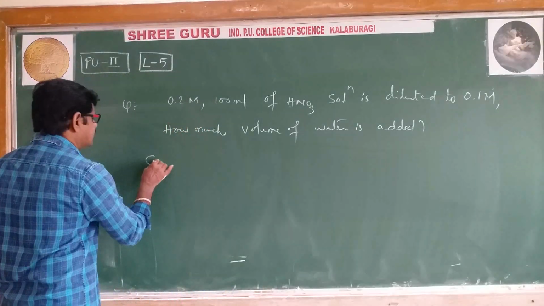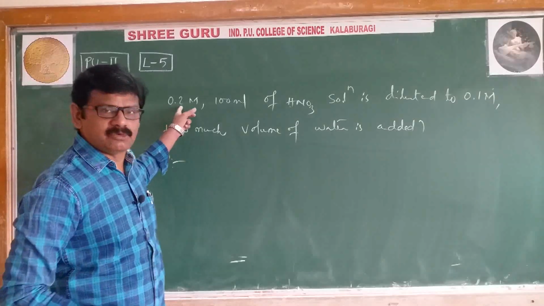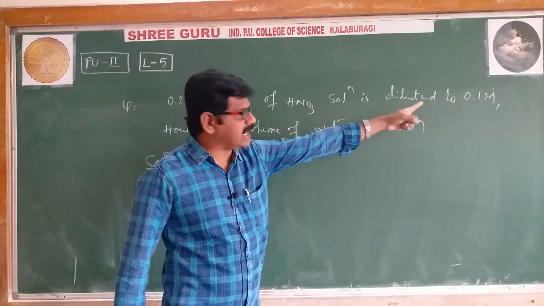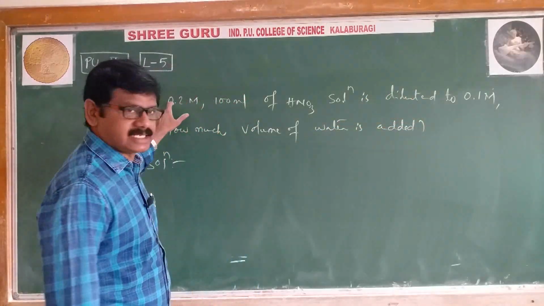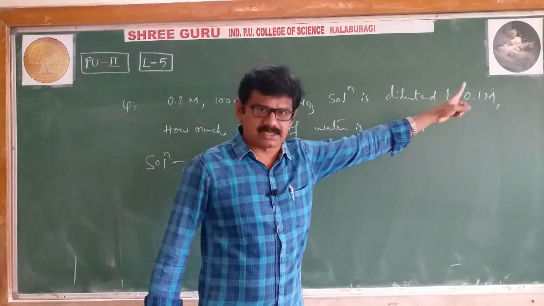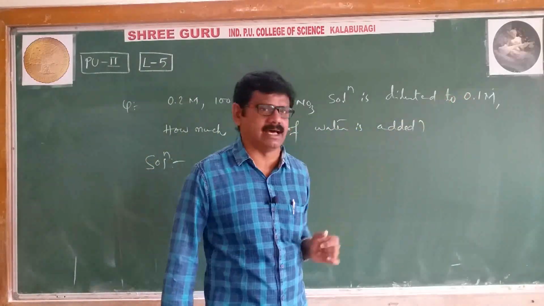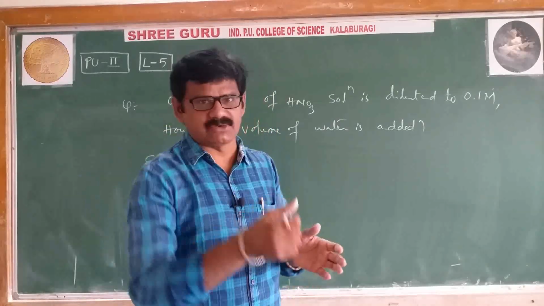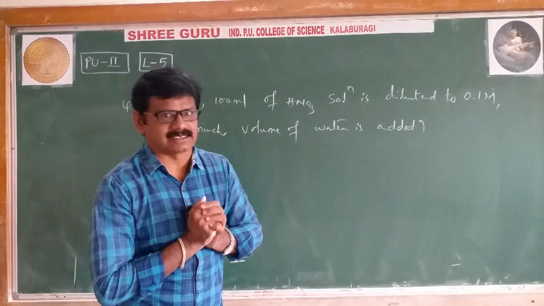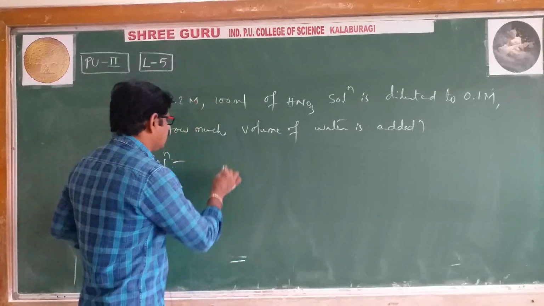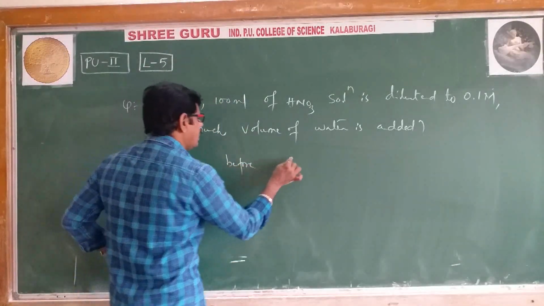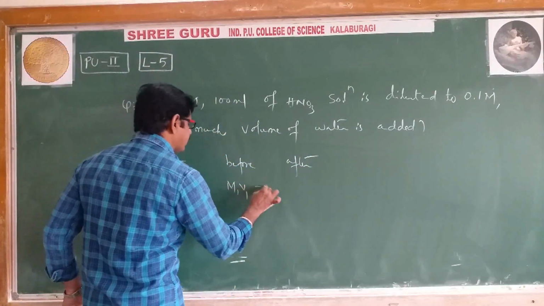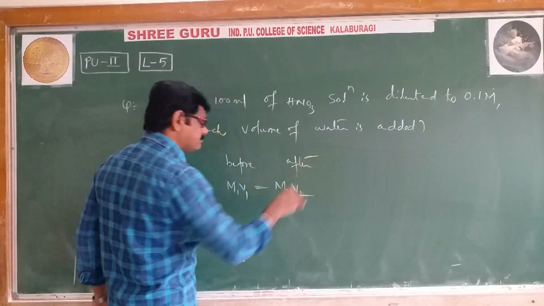Then we'll see its solution. 0.2 molar 100 ml of HNO3 is diluted to 0.1 molar. Before dilution the concentration was 0.2. After dilution the concentration has decreased to 0.1. In this conversion, we are asked how much water has been added. First, we do the same: before dilution we will write, and I will write here after dilution. Then before dilution M1 V1 is equal to after dilution M2 V2.